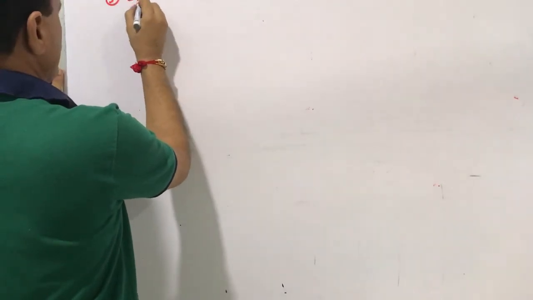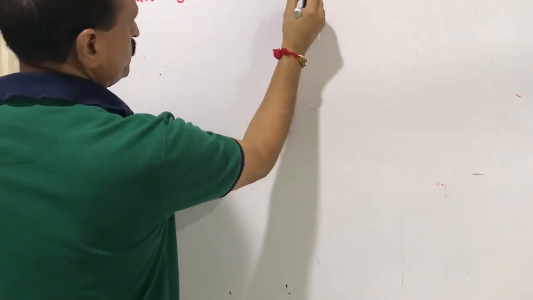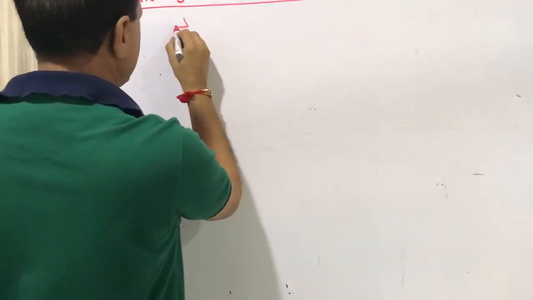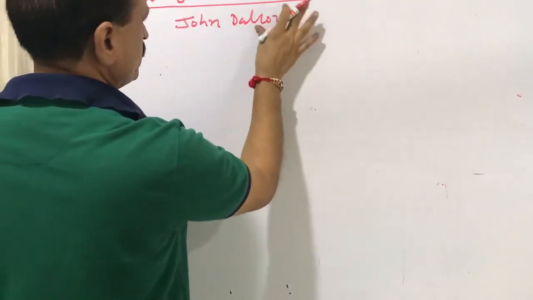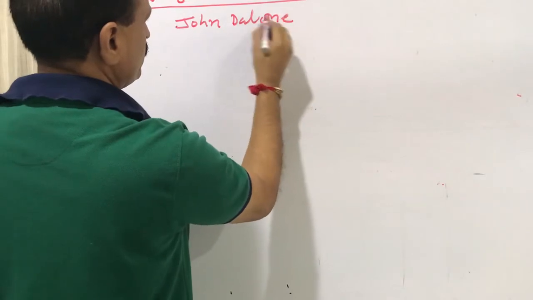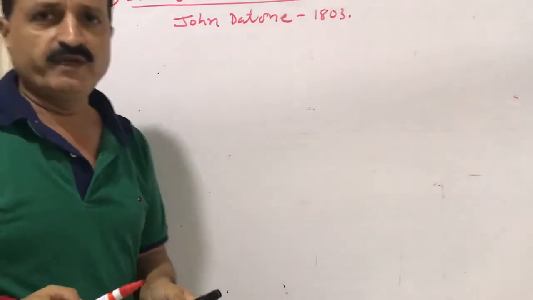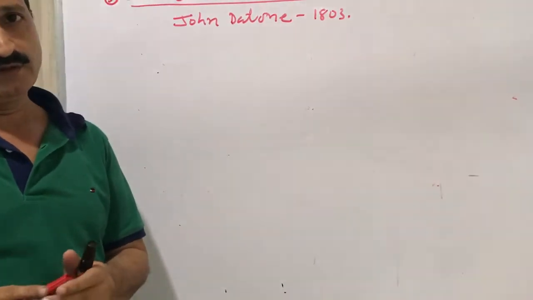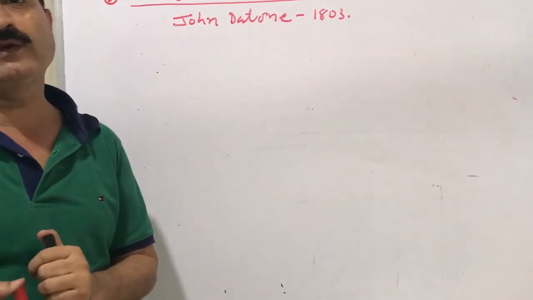Third law, law of multiple proportion. This law was given by John Dalton in 1803. Dalton, you are having pronunciation; you can say Dalton, you can say Dalton. No confusion. John Dalton has given this law. Name of law is multiple proportion.